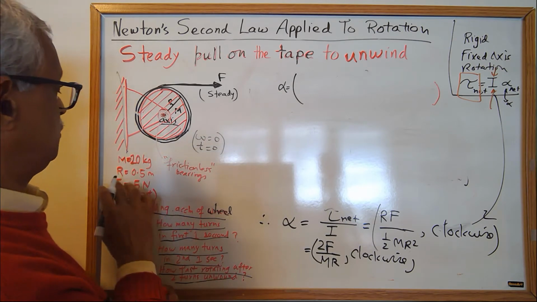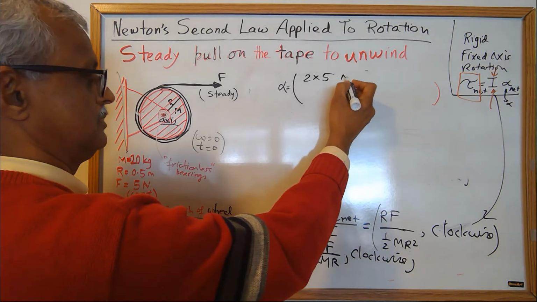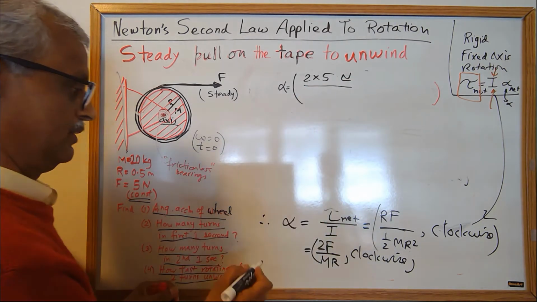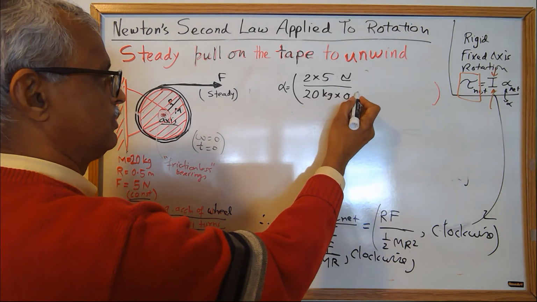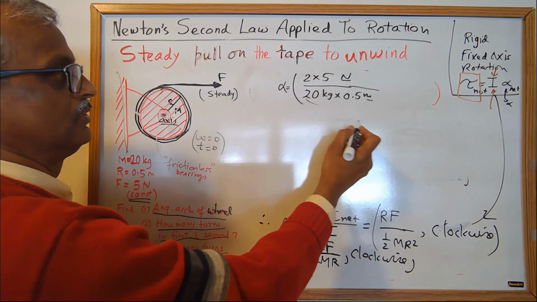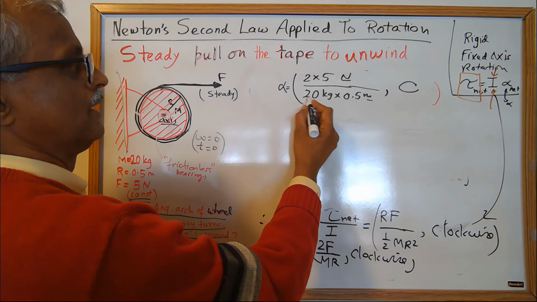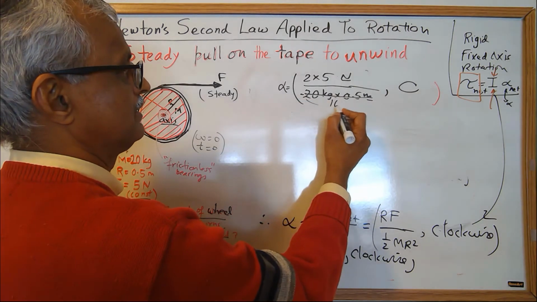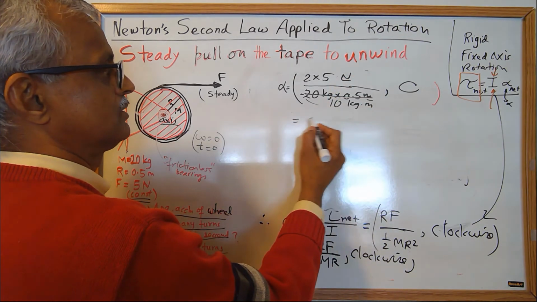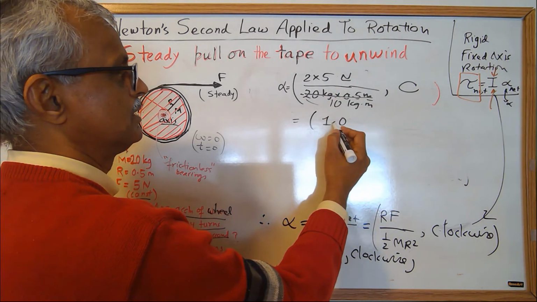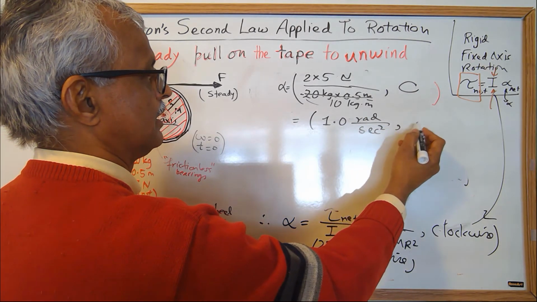2F, 2 times 5 Newton, and you have a mass of 20 kilograms, 0.5 meters. So everything is in regular units, so I don't need to do a conversion. C for clockwise. So this one just becomes 10 kilogram meter, and they're all going to cancel out, and there's going to be 1.0 radian per second squared, and this is going to be clockwise.